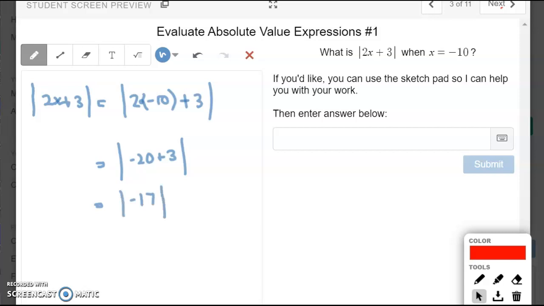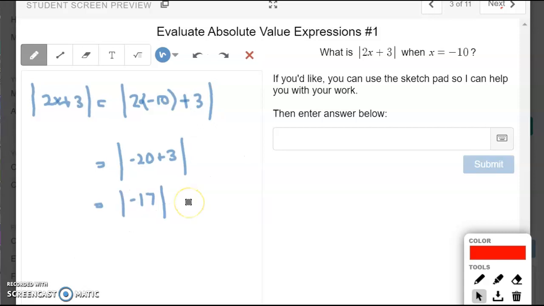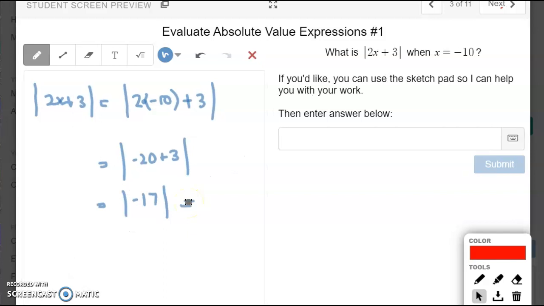Now that I am down to just one single number inside the absolute value symbol, I can apply the absolute value symbol. What is absolute value of negative 17? That's just going to be positive 17. It's just a positive version of it. So the final answer here you would enter is 17.